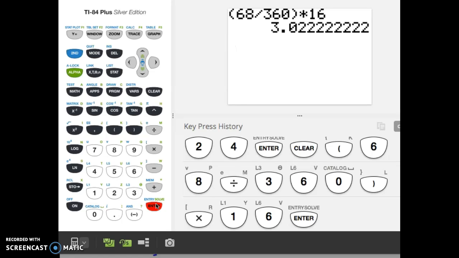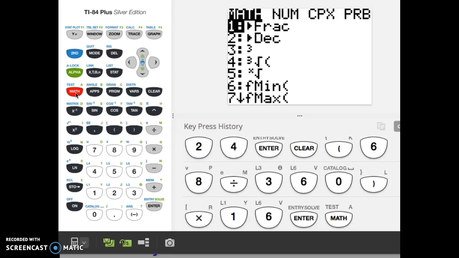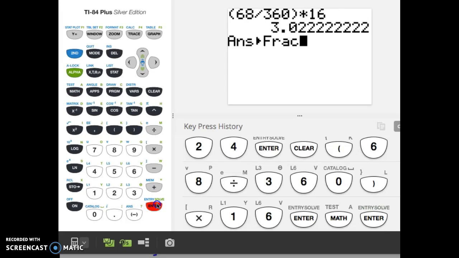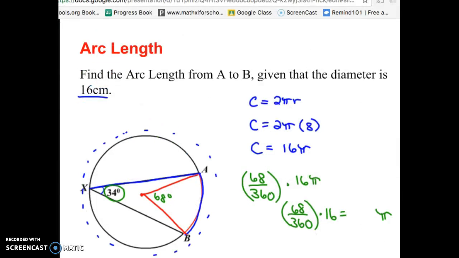Okay, this one is a weird decimal, so again, I'll convert it to a fraction. So I'm going to hit math, the fraction bar, and hit enter. And so 136 over 45. So I'm going to go back here, and I know that this is 136 over 45 pi. And again, if they ask me for the decimal version, all I simply got to do is type that in next to pi.